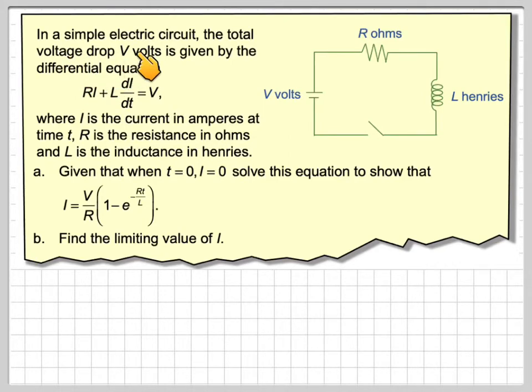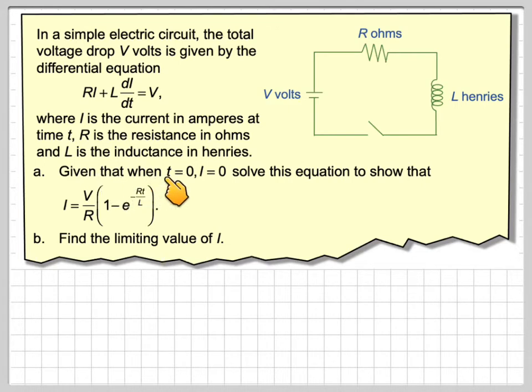In a simple electrical circuit, the total voltage drop V volts is given by the differential equation Ri plus L di over dt is equal to V, where i is the current in amps at time t, R is the resistance in ohms, and L is the inductance in henries. Here is the basic circuit.